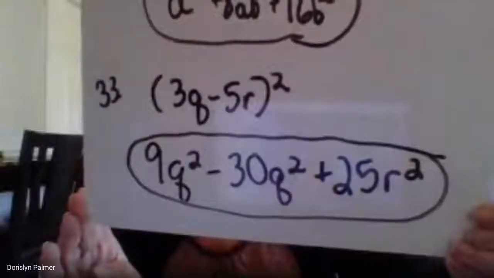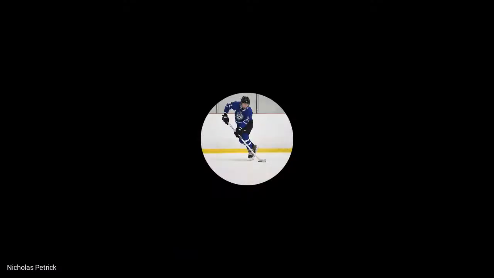Okay, number 34, Nicholas. For 34, I said 4c squared minus 36cd minus 81d squared.